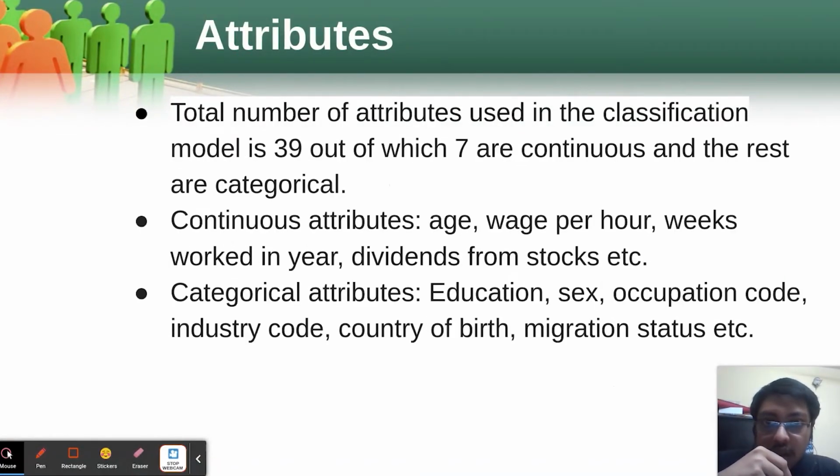So, what do the attributes of our dataset look like? In total, there are 39 attributes, out of which 7 are continuous, and the rest 32 are categorical. The continuous attributes are age, wage per hour, weeks worked in year, or the dividends from stocks that a particular person gets, etc. And the rest are all categorical attributes such as education, sex, occupation code, industry code, country of birth, migration status, etc.